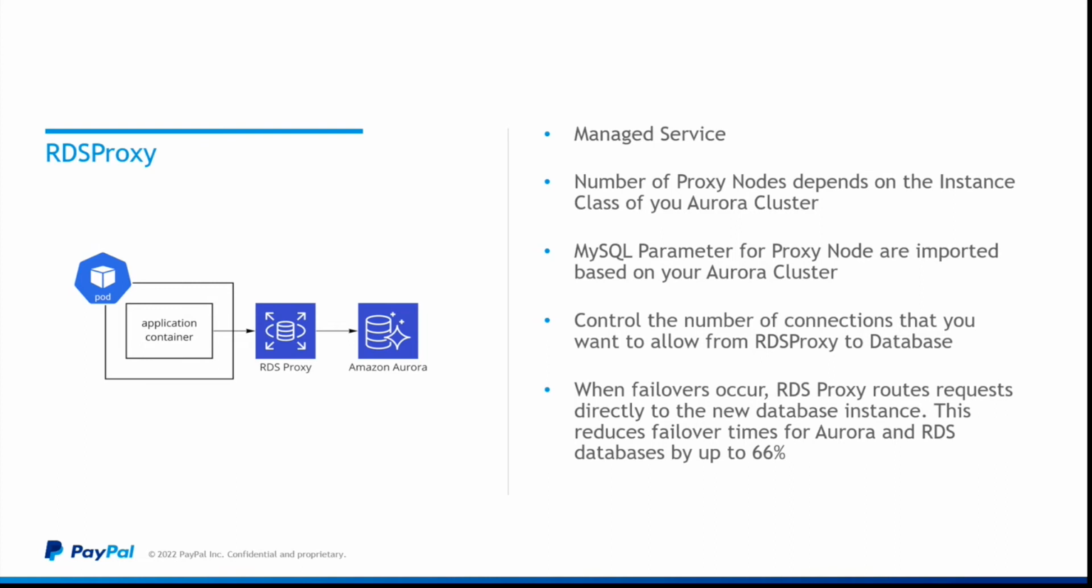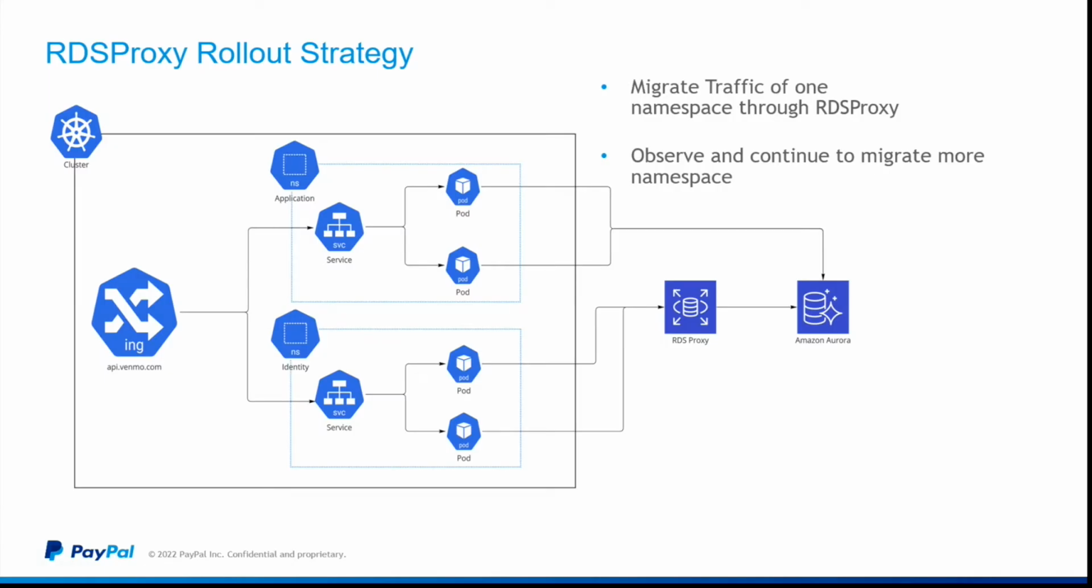Now let's talk about the implementation approach that we took for rolling out RDS proxy. As you can see, there are two namespaces. We definitely have a few other namespaces, but just for example, let's say there are two namespaces, the application namespace and the identity namespace. The identity namespace is connecting to RDS proxy, while the application namespace is connecting directly to the Aurora cluster.